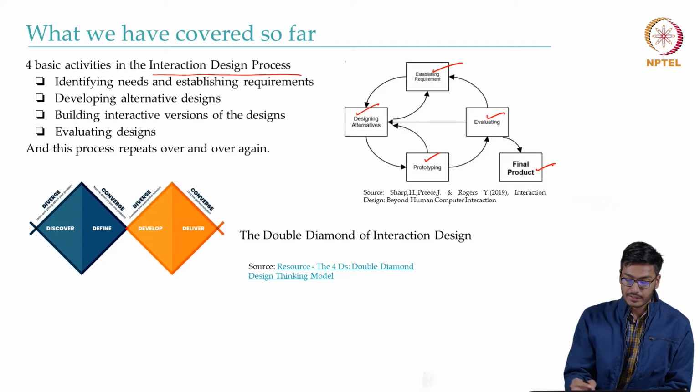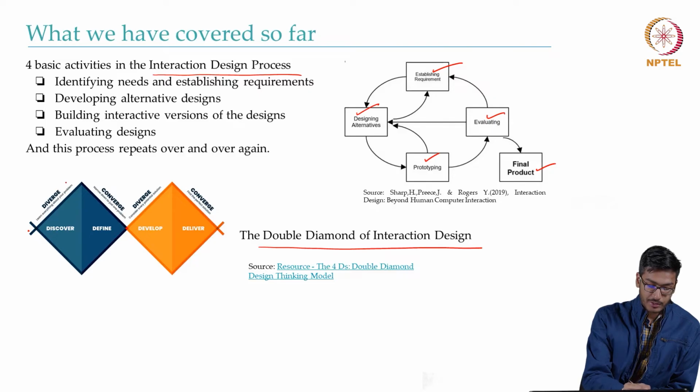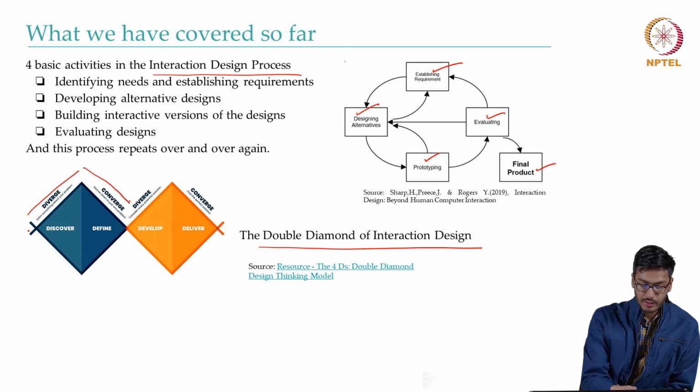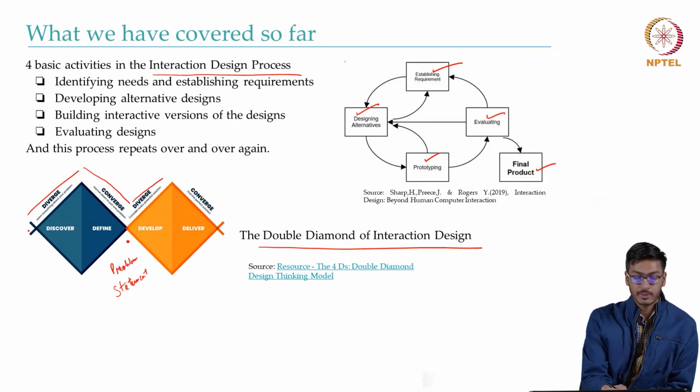The next thing that we discussed was the double diamond of interaction design, where we start off by learning everything about a problem, then we converge to narrow down to just one problem, which is where we get our problem statement. Then we move on to considering every potential solution to the problem, and finally we find the perfect solution, which is our final product.